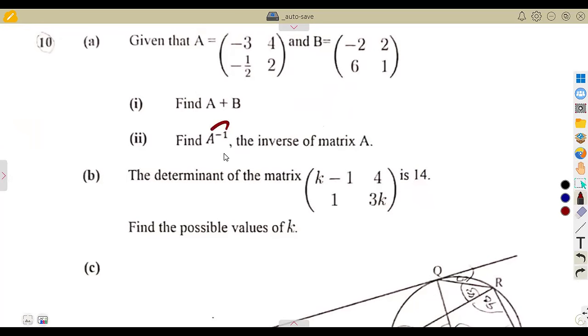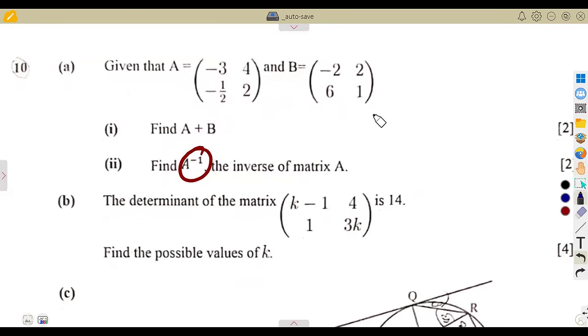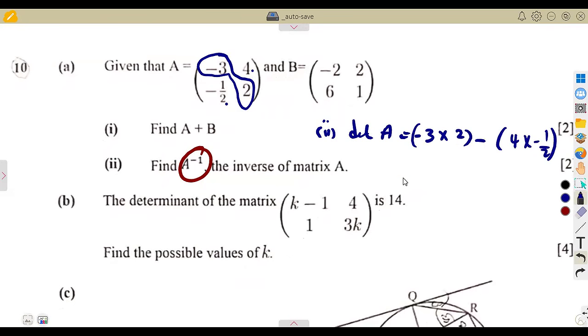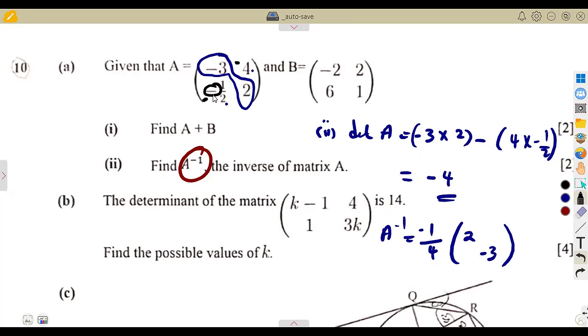Okay, the inverse of A, that is A to the power of minus 1. Remember the inverse, you need the determinant first. The determinant of A is the product of the major diagonal minus the product of the minor diagonal. Major diagonal, there is -3 and 2, minus the minor diagonal, which is 4 times -1/2. That gives -6 minus -2, which is -4. With the determinant, the inverse of A is 1 over the determinant, 1 over -4, so it's simply -1/4 times the matrix. You interchange the major diagonal, so that will be 2 and -3. The minor diagonal, you multiply by a negative, so this will be -4, and this will be a plus 1/2. That is the inverse at the end.